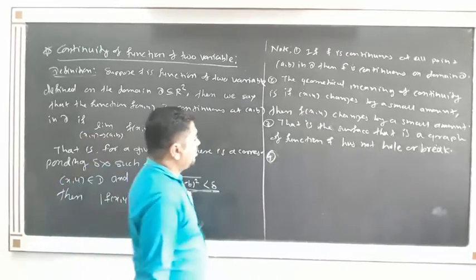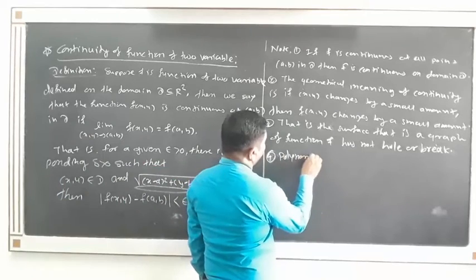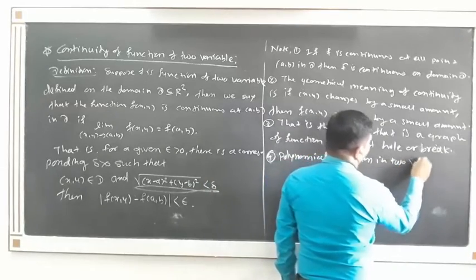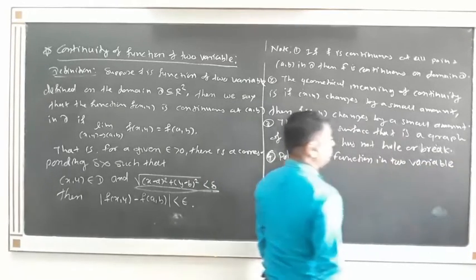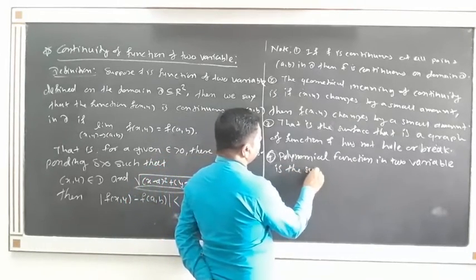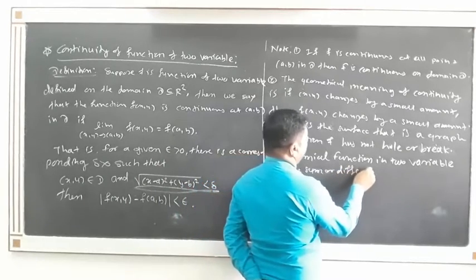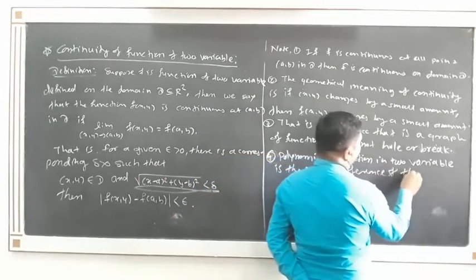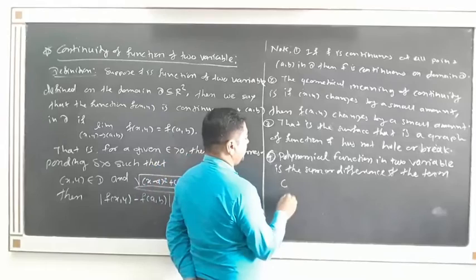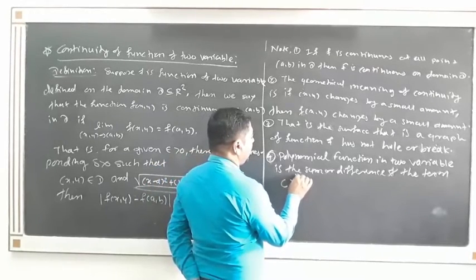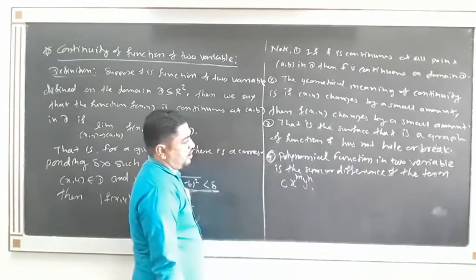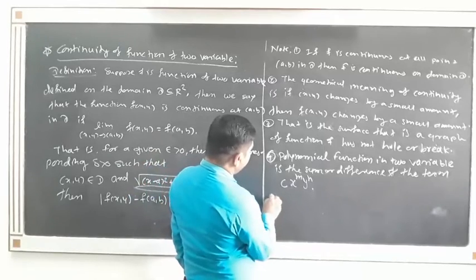So what is our polynomial function? A polynomial function in two variables is the sum or difference of terms of the form c x raised to m y raised to n.